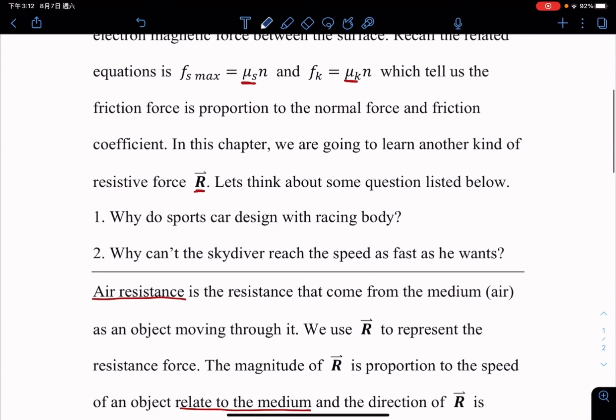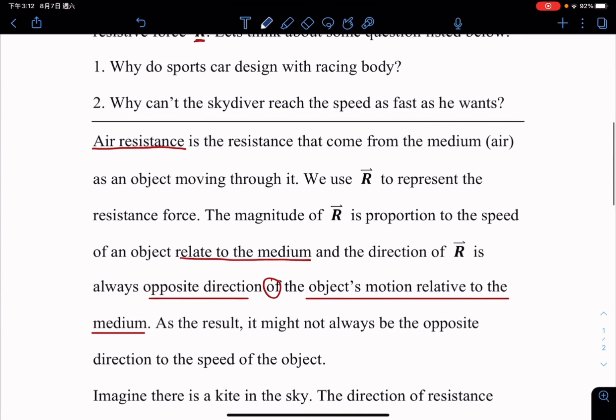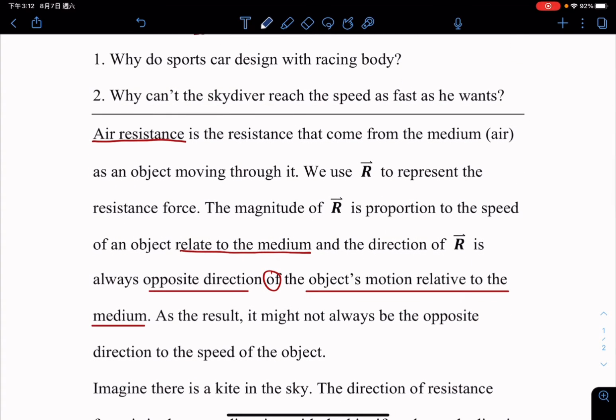In this chapter, we are going to learn another kind of resistance force. Let's think about some questions. First one is, why are sports cars designed with a racing body? And the second one is, why can't the skydiver reach a speed as fast as he wants? There is air resistance.